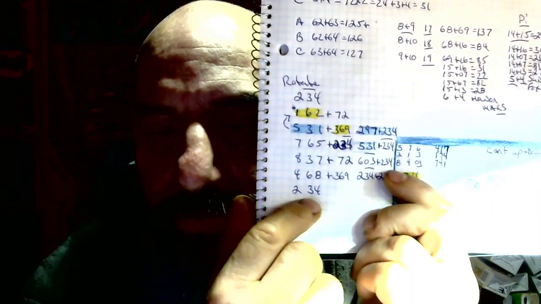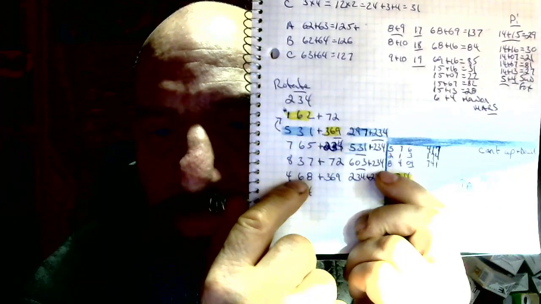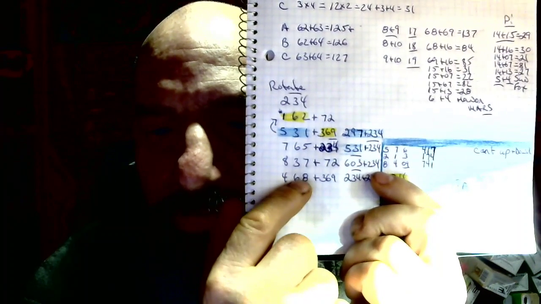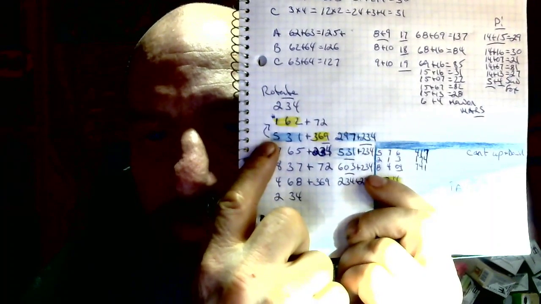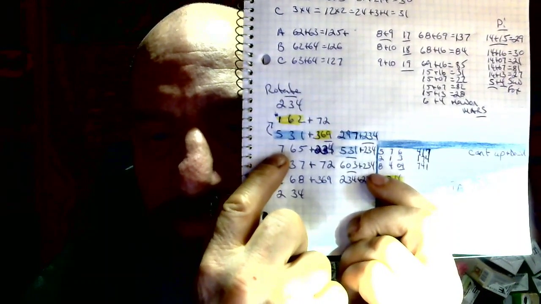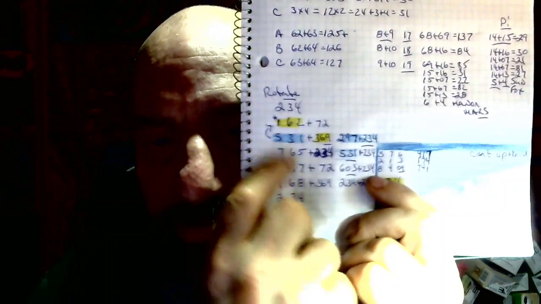2 and 2 is 4, 3 and 3 is 6, 4 and 4 is 8. 4 and 4 is 8, 6 and 6 is 12, 1 and 2 is 3. 8 and 8 is 16, 1 and 6 is 7. 7 and 7 is 14, 1 and 4 is 5. 8 and 8 is 16, 1 and 6 is 7. 6 and 6 is 12, 1 and 2 is 3. 5 and 5 is 10, and so on.